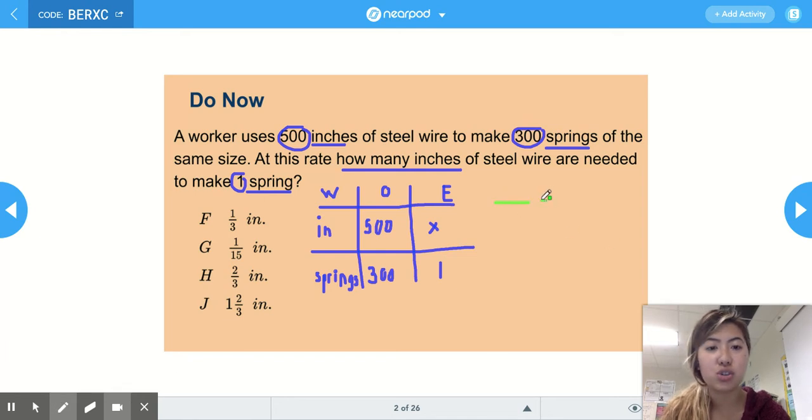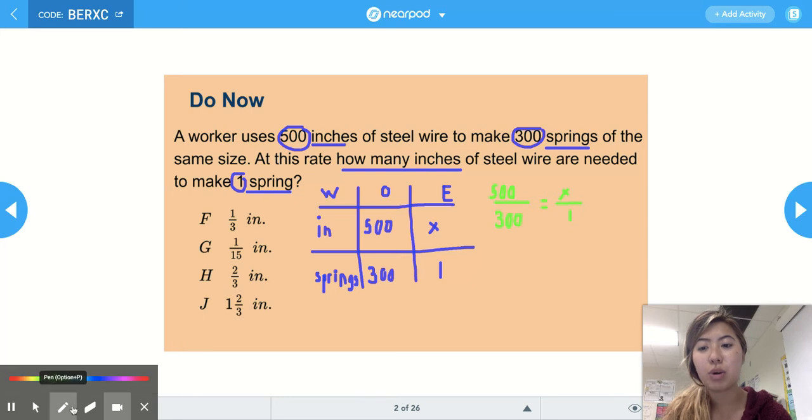A proportion is two fractions that are equivalent to each other or equal to each other. Everything in the O column goes on the left side of the proportion, so we have 500 over 300. And everything in the E column goes on the right side of the proportion, so x over 1.